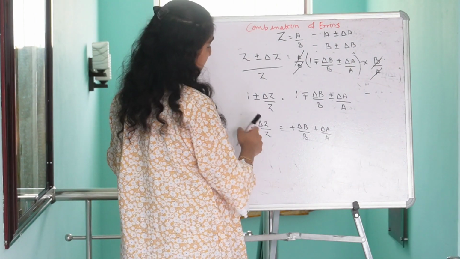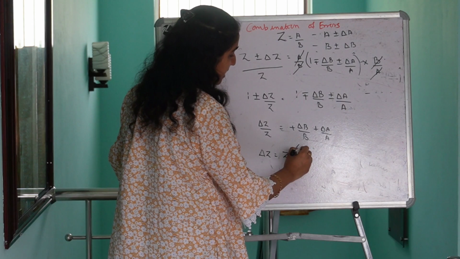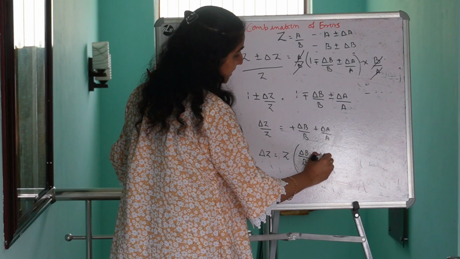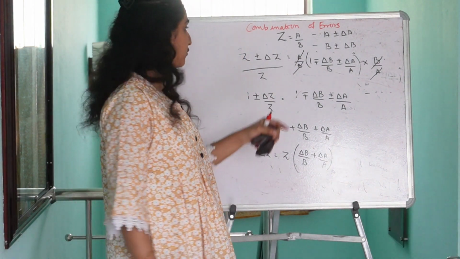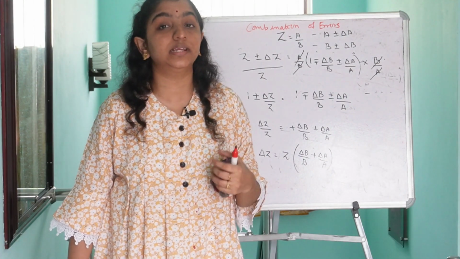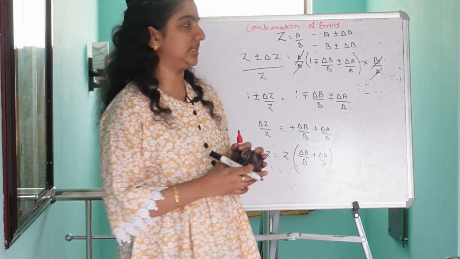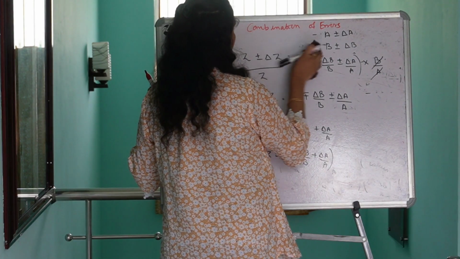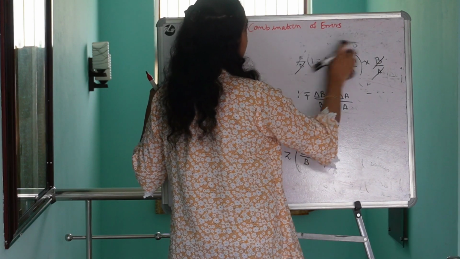If you are asked to find del Z, how do you find that? Del Z is equal to Z into (del B by B plus del A by A). Is it clear, guys? So this is how we find the maximum possible error in the resultant when we are dividing two physical quantities.